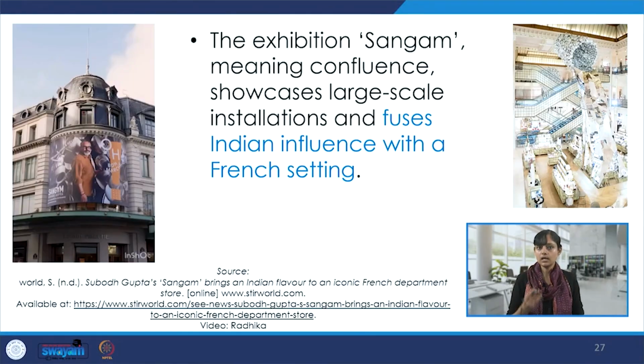The exhibition Sangam, meaning confluence, showcases large scale installations and fuses Indian influence with a French setting. So it's a very, very interesting exhibition which has these installation designs, and it showcases Indian designs at an international pedestal. I have another video which again talks about Sangam and makes us understand it in a better and more visual manner.